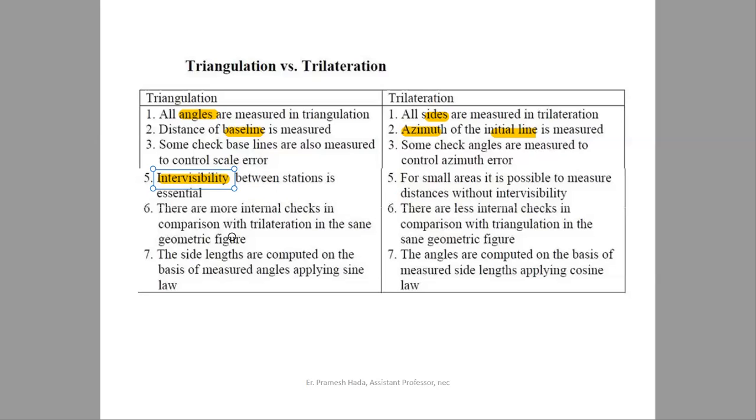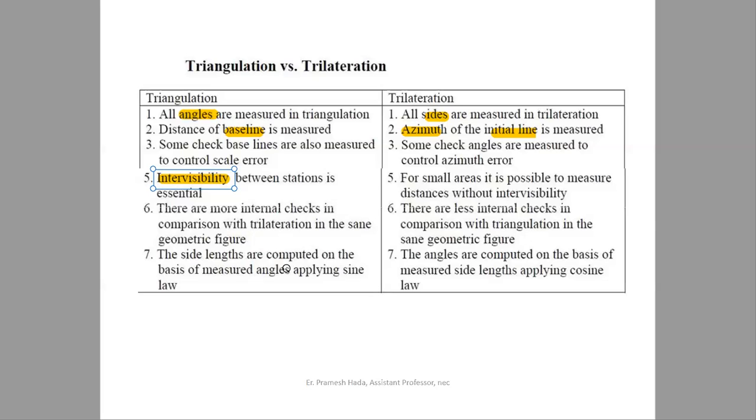Now the other point is that there are more internal checks in triangulation in comparison with trilateration. So in case of triangulation the internal cross checks are more compared with trilateration. There are fewer internal checks in trilateration.